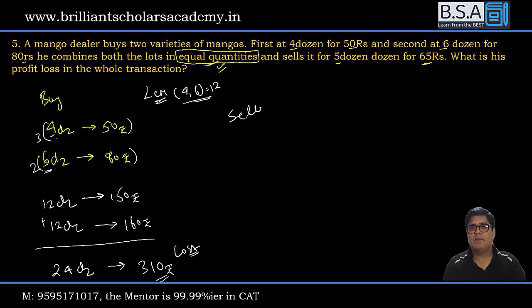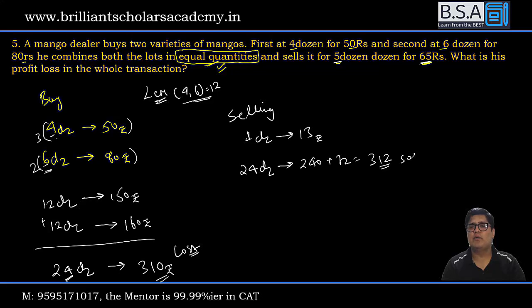While selling, how are these being sold? 5 dozen are being sold for rupees 65. So can I say 1 dozen can be sold for rupees 13? How many dozen are we selling? 24 dozen we are selling. So 24 into 13, 24 into 10, 240, 24 into 3, 72. So 312 rupees these were sold for.